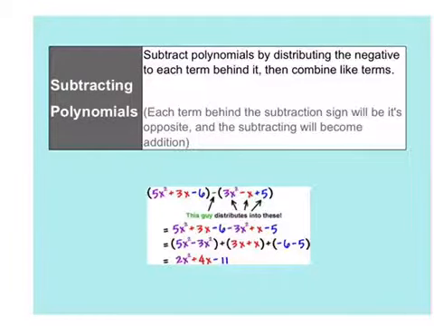So now we're going to look at subtracting polynomials. To subtract polynomials, we want to distribute the negative to each term behind it before we do the exact same thing we just did. Each term behind the subtraction sign is going to be opposite, and then the subtraction will become addition.